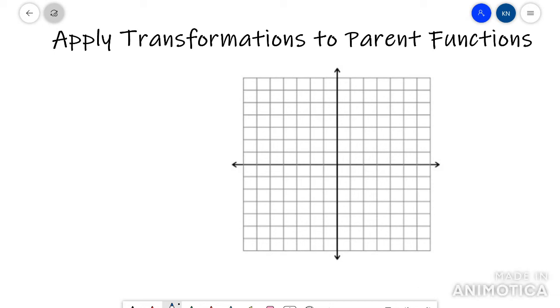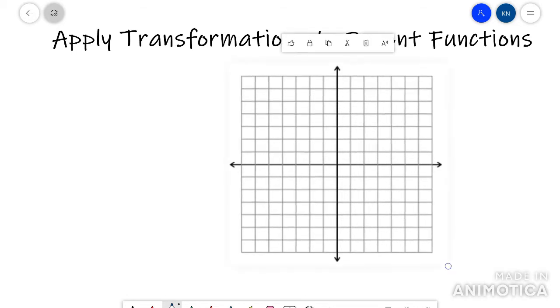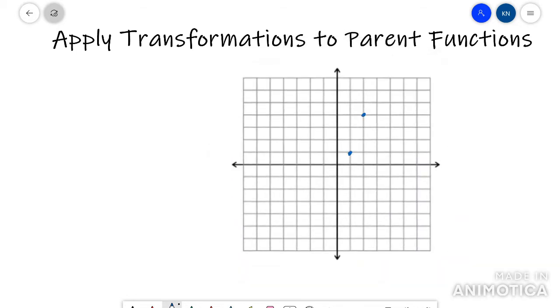If you have not already done so, please go watch my video about parent functions and their attributes. Otherwise, you're going to be very confused during this entire video. You really need to know what the parent functions look like. For example, quadratic. You need to know some coordinates of them.